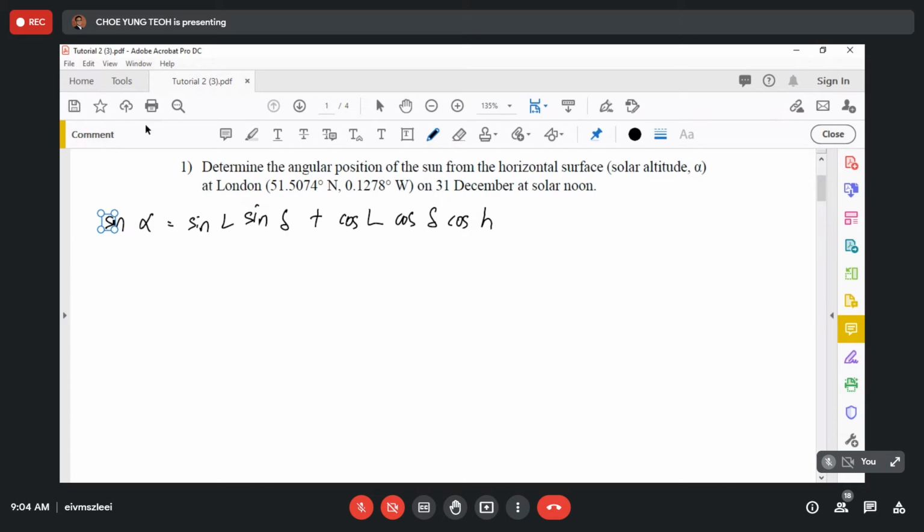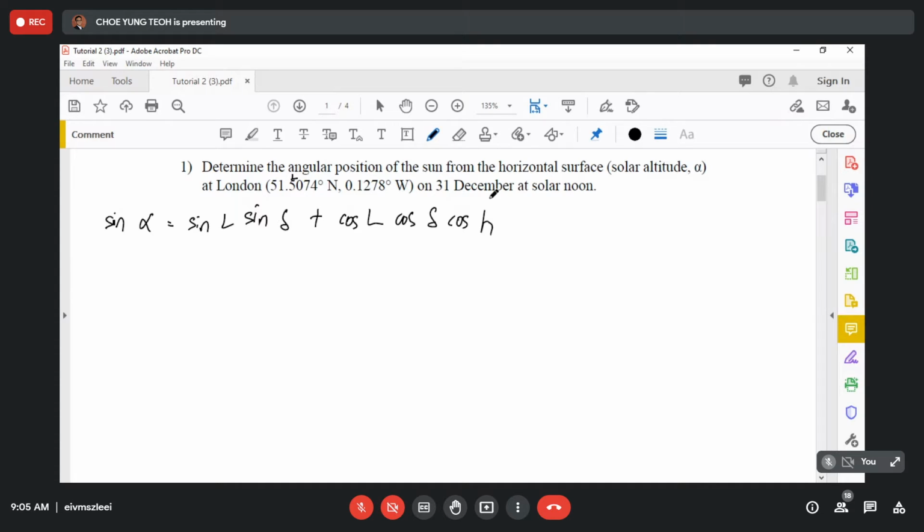Okay, this is a general equation for alpha. In other words, if you want to find alpha, you need to find L, latitude, delta, declination angle, and H, hour angle. Maybe you get one by one. For L, latitude, normally given. This is the coordinate: the first one is latitude, the second one is longitude. So the L should be 51.5074.